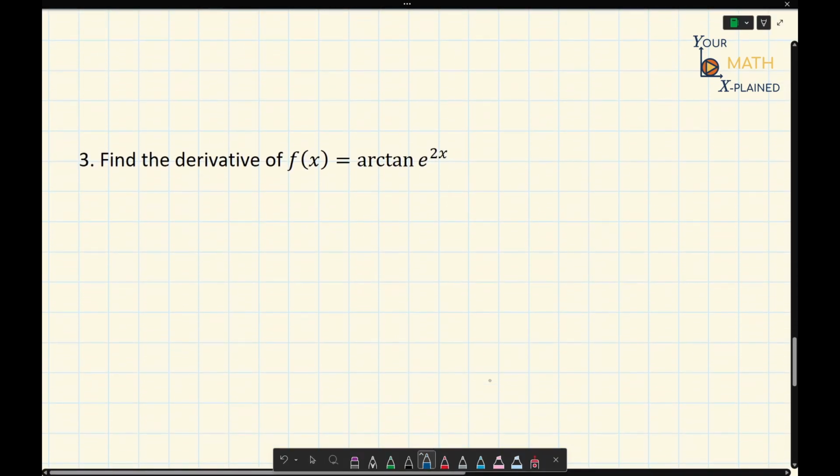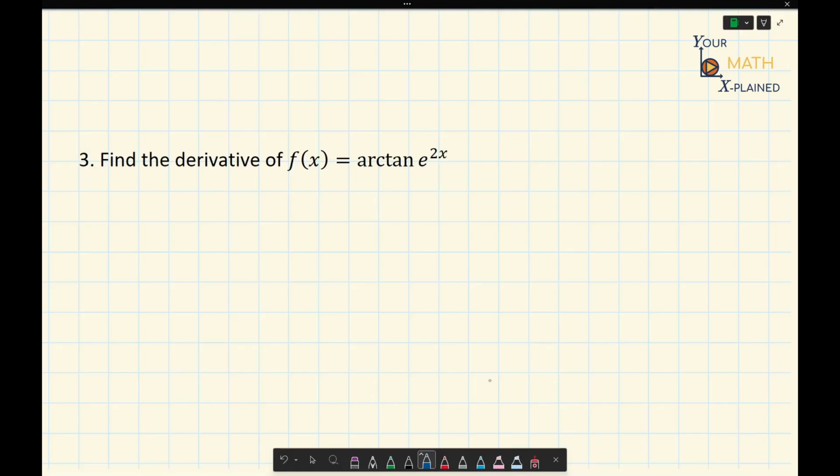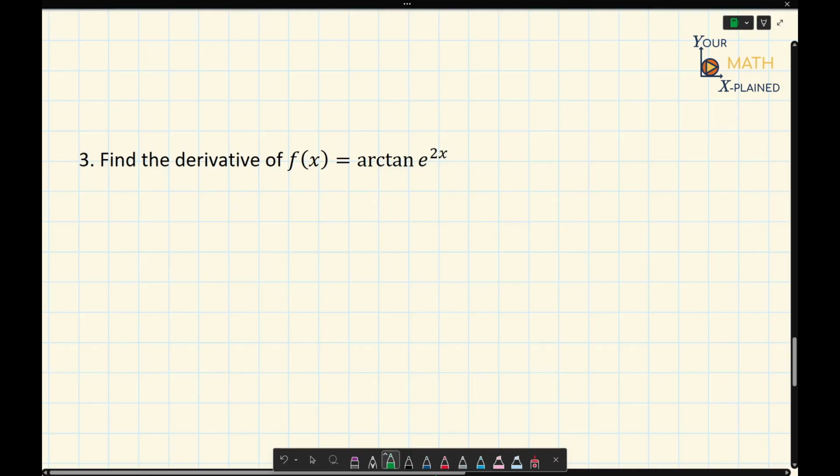And now for our last example in this video, we want to find the derivative of arctan of e to the power of 2x. So here, we're going to have to use chain rule. Our inside function here is e to the power of 2x. So if we were to do a substitution here and we say that u is equal to our inside function, which is e to the power of 2x, then the derivative with respect to x of arctan of u is going to be equal to 1 over 1 plus u squared. And then we multiply it by the derivative of u with respect to x.